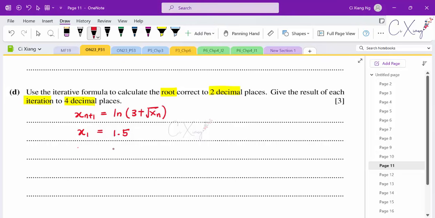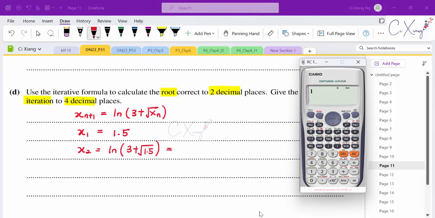How can I get x2? To get x2, basically I'm substituting the 1.5 into the right hand side of the iterative formula. So I have ln 3 plus square root 1.5. Then I get the value. This value I have to put in 4 decimal places because it is iteration. Personally, I will always use a calculator to help me. So what I'm going to do now is key in the formula ln 3 plus square root x.